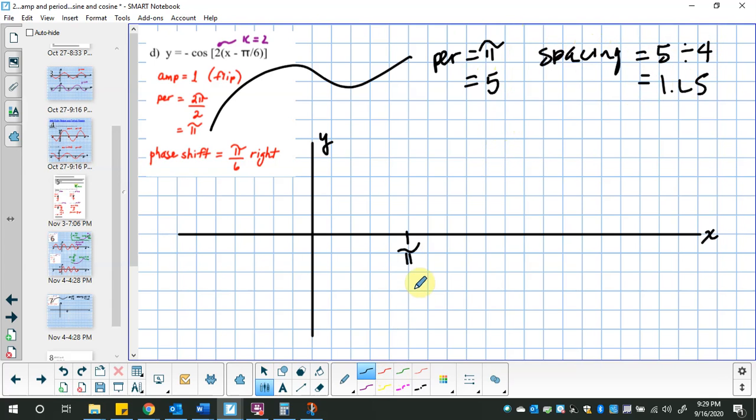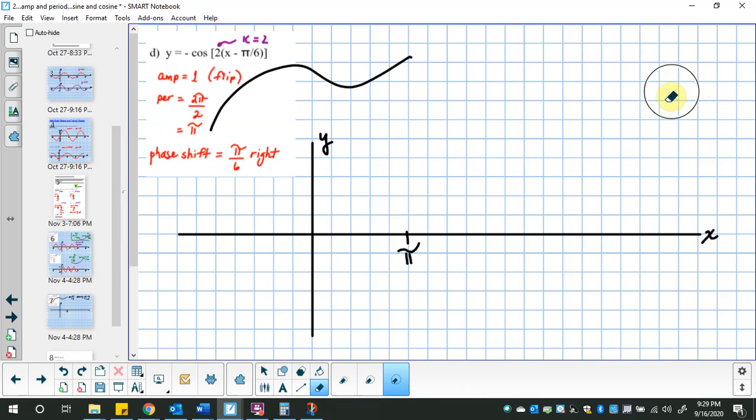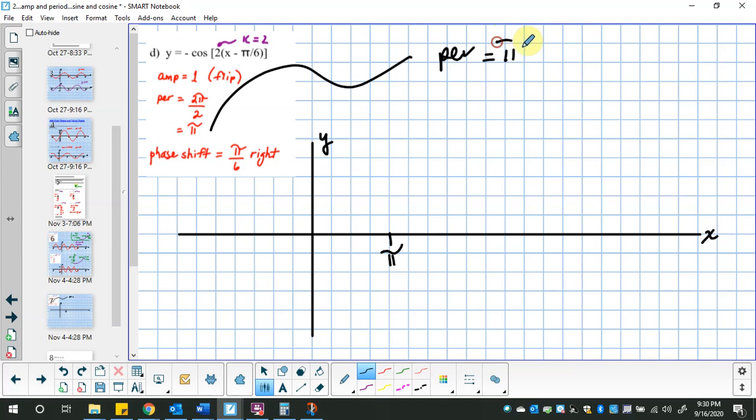Maybe you want it to be 4. So your period is still pi, which is 4. And then you go, okay, this is going to work out really nicely for spacing, which is 4 divided by 4 every time, and that's 1. And that works out really nice because you can count to 1.